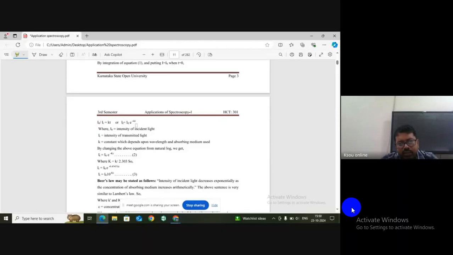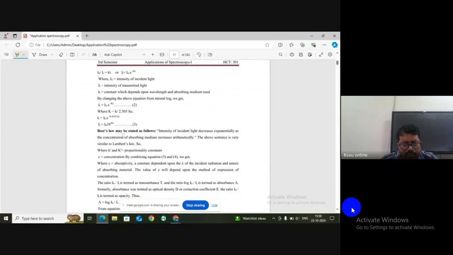This is actually Beer's law, where I naught is the intensity of incident light, I t is the intensity of transmitted light, and k is a constant that depends upon the wavelength and the absorbing medium used. By changing the above equation from natural log, we get I t equals I naught e to the power of minus capital K t, where capital K is equal to k divided by 2.3, that is 0.4343 k t. Next, I t is equal to I naught 10 to the power of minus kt.